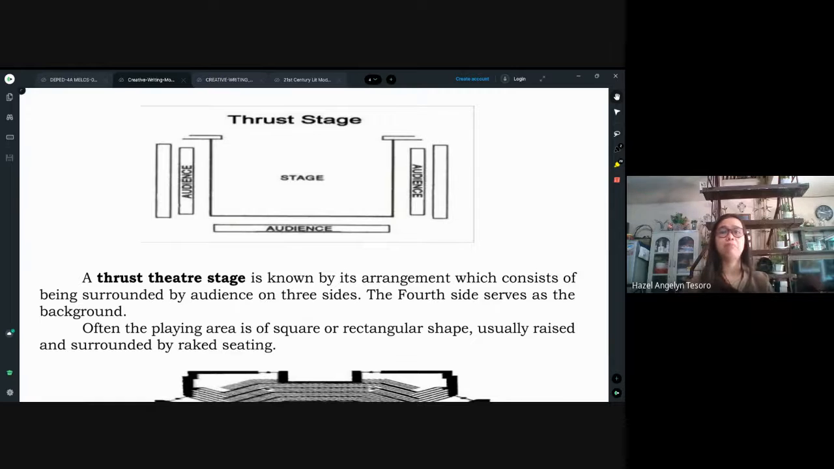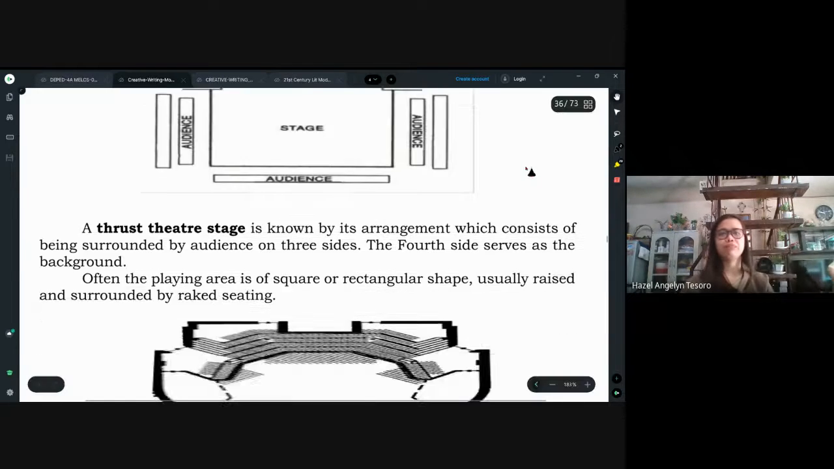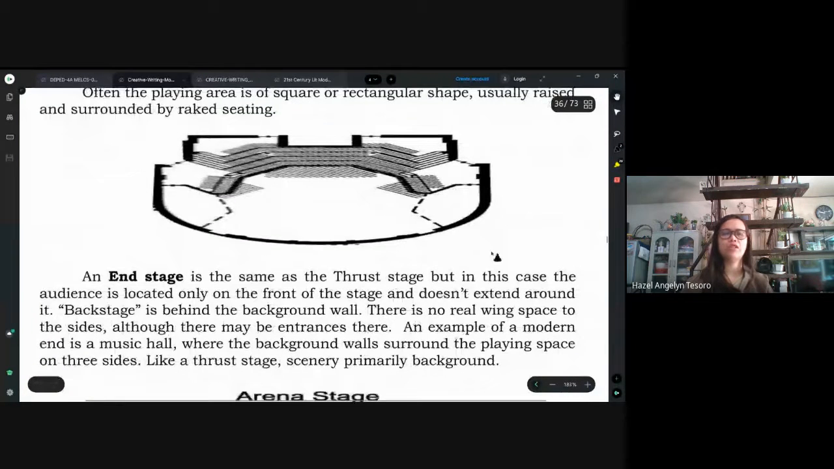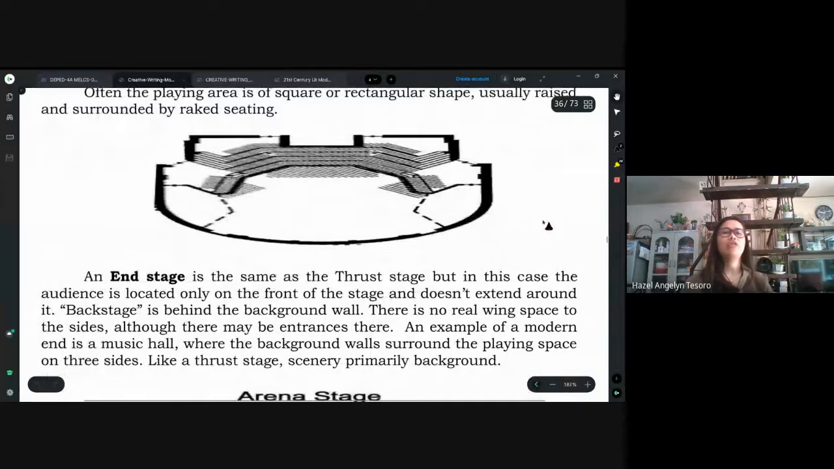So, just like the bleachers, perfect yung stage na yan because it has bleachers na from lower levels to higher levels. No? So, that's the third stage. And now we have the fourth type of stage. Ayan, the end stage. So the end stage is the same as the thrust stage, but in this case, the audience is located only on the front of the stage and doesn't extend around it.